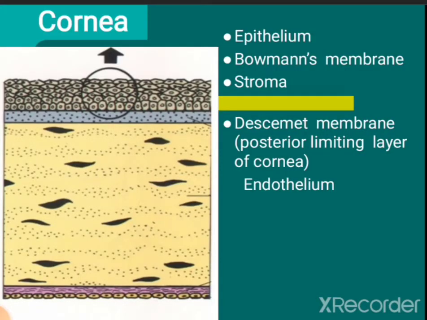Then cornea. Cornea is the anterior 1/6 part of the eyeball. It is having an epithelium histologically, a Bowman's membrane, and a stroma. And inside it has the Descemet's membrane, which is also the posterior limiting membrane of the cornea, and the innermost layer is the endothelium. The epithelium of the cornea is stratified squamous epithelium.